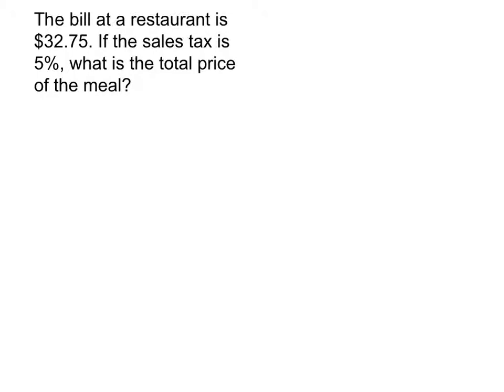So I'm going to do $32.75. I'm going to multiply that by my percent. So I can take my percent and move the decimal place over 2, and that gives me 0.05. That's the same thing as 5%. And I'm plugging that into my calculator right now. 32.75 times 0.05, that's 5%.